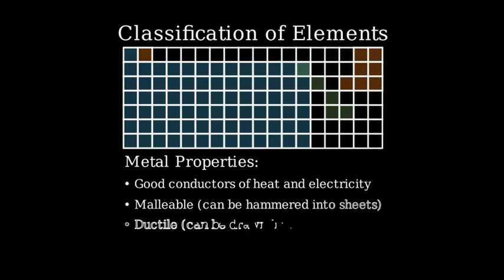Metals are typically good conductors of heat and electricity. They're malleable, meaning they can be hammered into sheets, and ductile, meaning they can be drawn into wires. They also tend to be shiny and have a metallic luster.